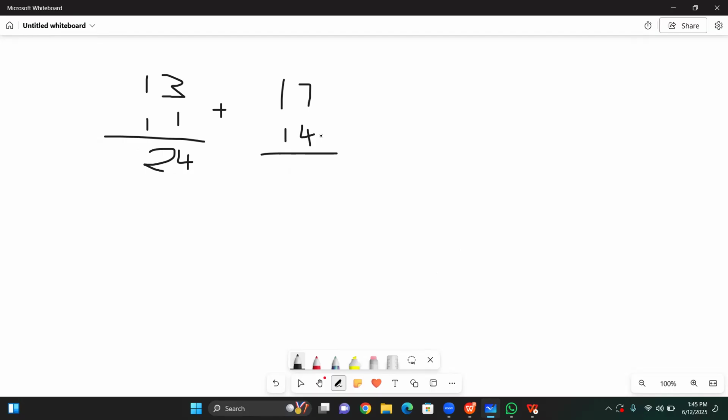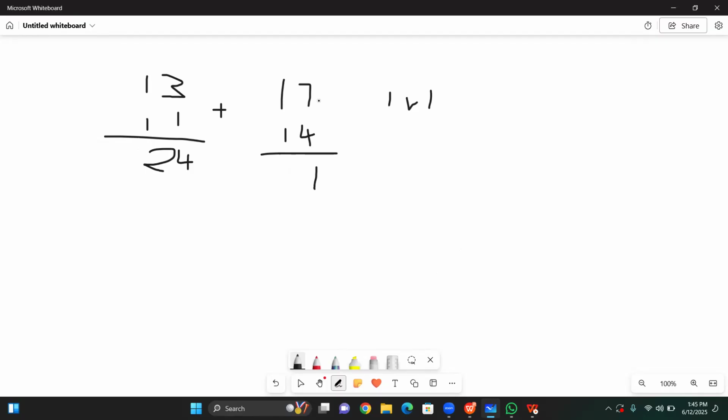So we say 7 plus 4 is 11. 11 divided by 10 is what? It is 1 with remainder 1. So we write the remainder here and carry the 1. Now add it to this one. That 1 that we are carrying we call 10. Then 10 plus 1 will give us 11. Do you understand?